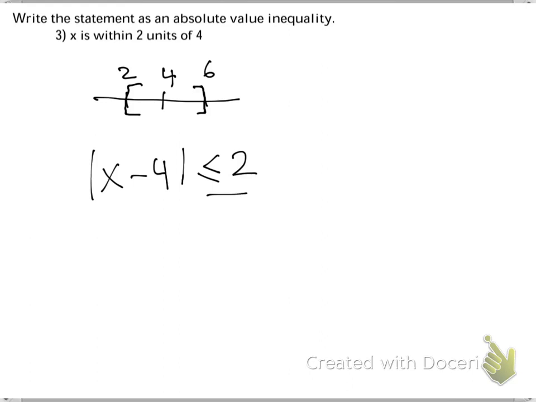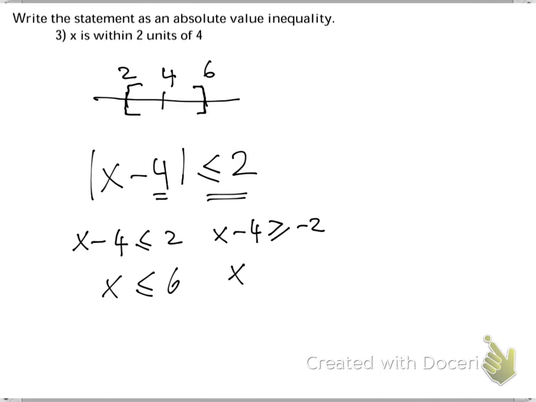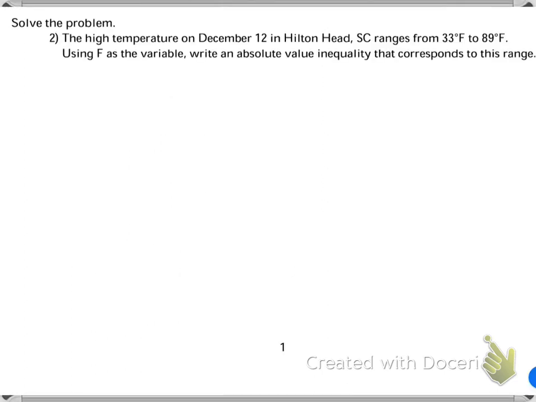Again, within 2 units of 4. Here's how it works. X minus 4, less than or equal to 2. X minus 4, greater than or equal to negative 2. If I add a 4 to both of these, I will get 6 here. I will get 2 here. So again, greater than or equal to 2, less than or equal to 6. That's what that's showing there. Okay, that's it. Let's go on to the next one.